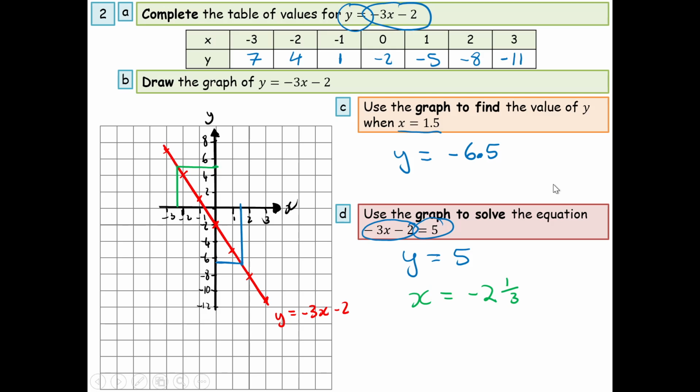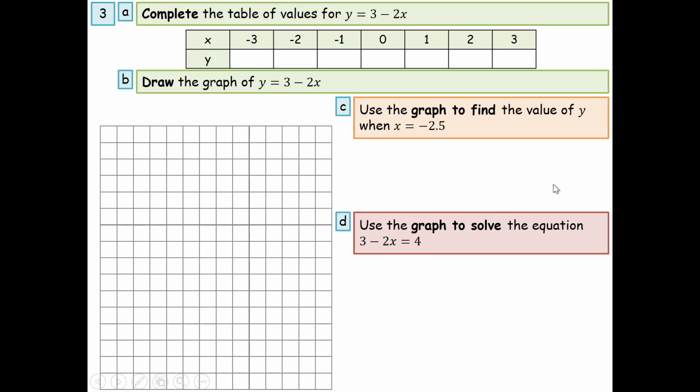Let's move on to question 3. So it's 3 minus 2x. Y is equal to 3 minus 2x. Okay, so we're doing minus 2 times minus 3 is 6, plus the extra 3 gives us 9. Here we've got 3 minus 2x again, so x is minus 2, so minus 2 times minus 2 is 4, plus the 3 is 7. And then it's minus 2 times minus 1. So minus 2 times minus 1 is 2, plus the 3 is 5.